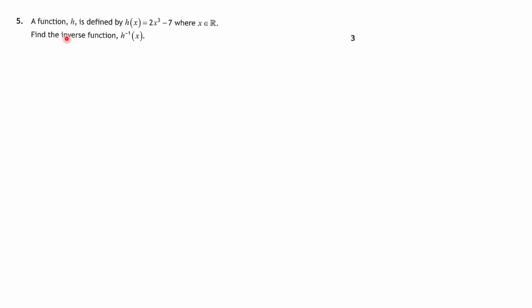We have a function h defined by h of x is 2x cubed take away 7. We want to find the inverse function h to the minus 1 of x. So we just change this into y. So h of x is y, and then we say 2x cubed minus 7. All we do now is we just swap sides. We say 2x cubed minus 7 must be the same as y then.